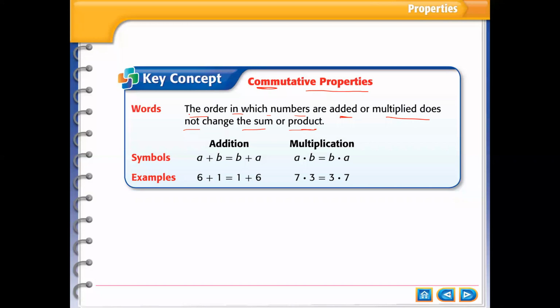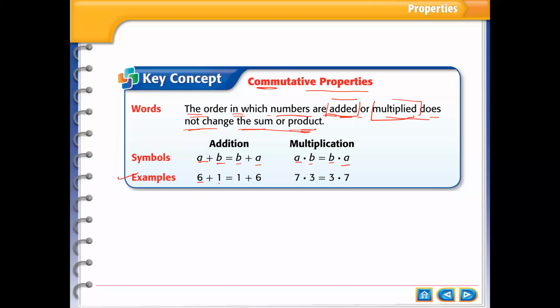This property is saying the order in which the numbers are added or multiplied, whether they are added or they are multiplied, does not change the sum or product. For example, if we are adding A to B or we are adding B to A, it will not change the answer. In the same way, if I multiply A to B or I multiply B to A, it will not change the answer. Now look at the example.